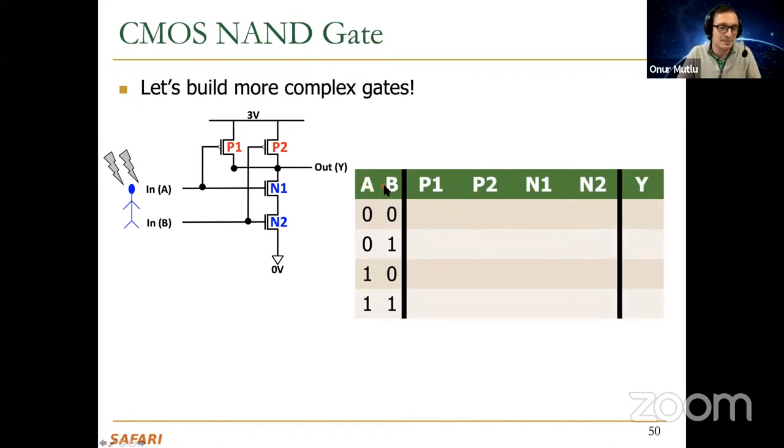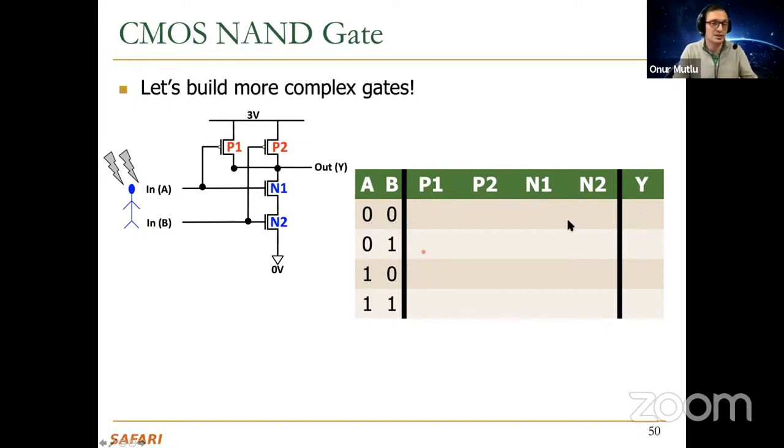You have two inputs, A and B, and you have four possible combinations in digital logic, in Boolean logic, because each signal can take the value 0 or 1. And I'm showing you the intermediate signals, the intermediate transistors, also in the truth table. Normally, we don't show this. We just show A, B, and output.